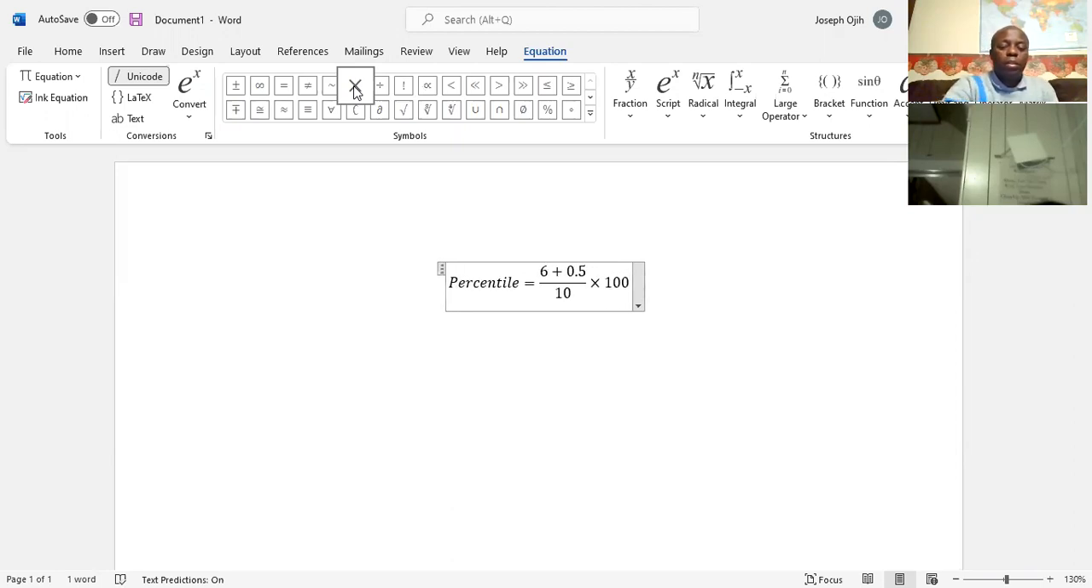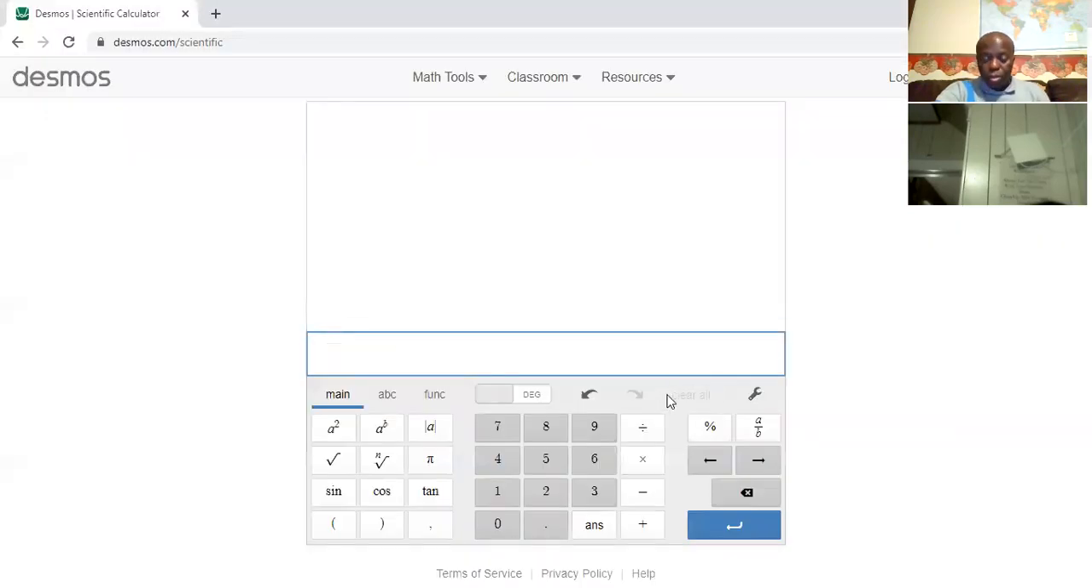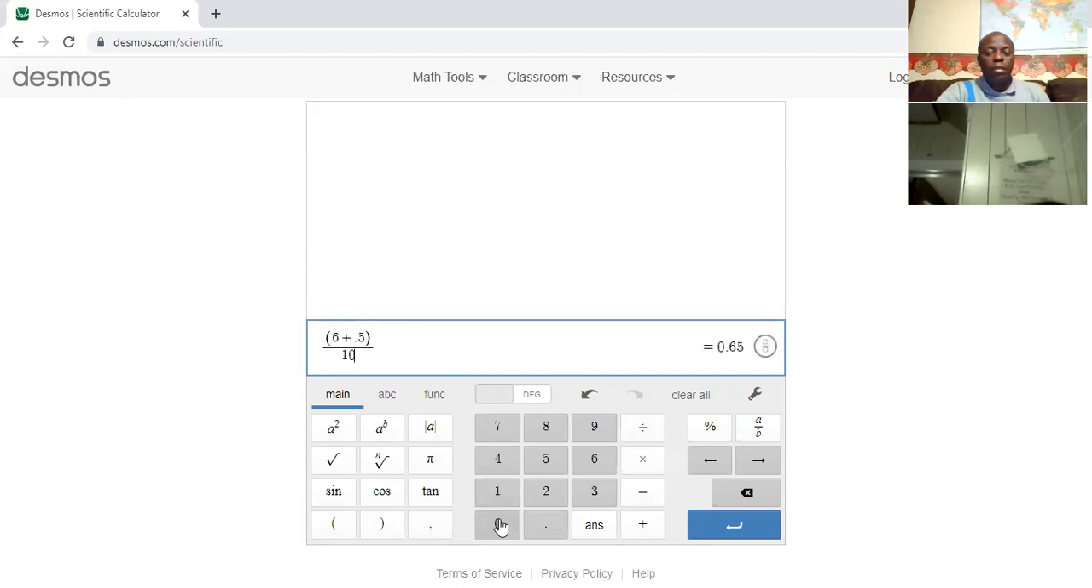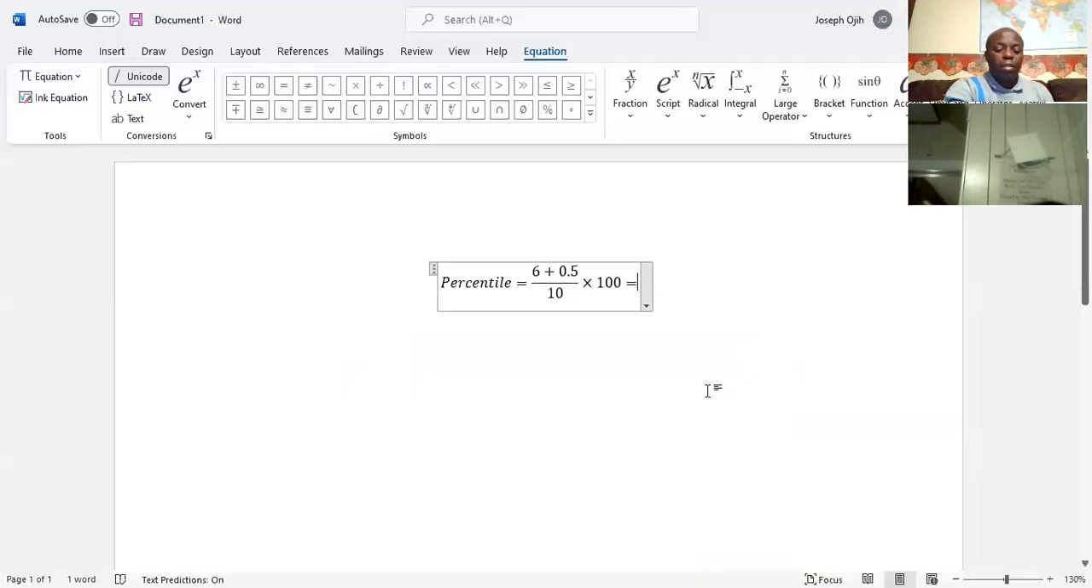Let's put it in the calculator and see what it gives us. 6 values below X, 6 plus 0.5, divided by the total number of values, 10 of them, times 100, gives 65. Like I said, the 0.5 is just a correction. So the score of 12 is at the 65th percentile.